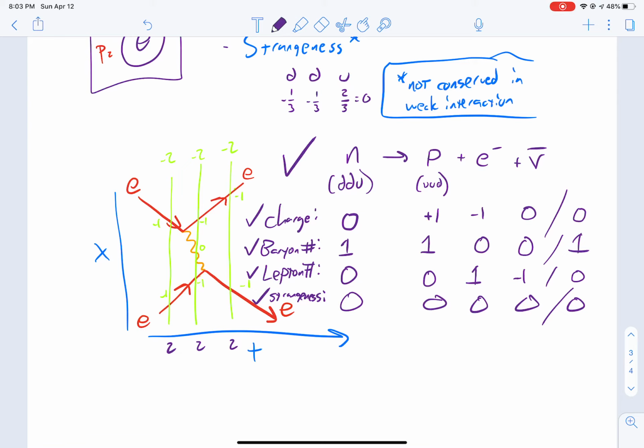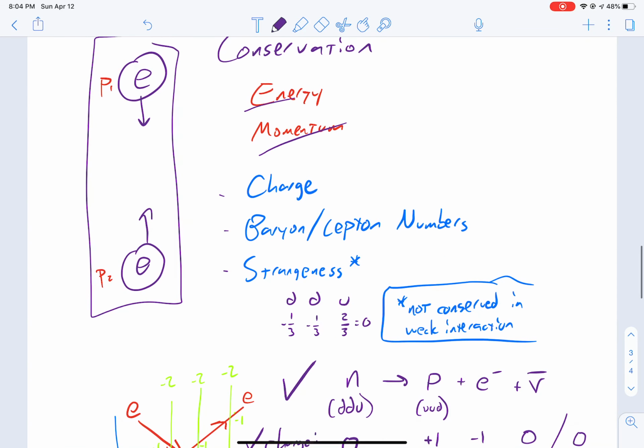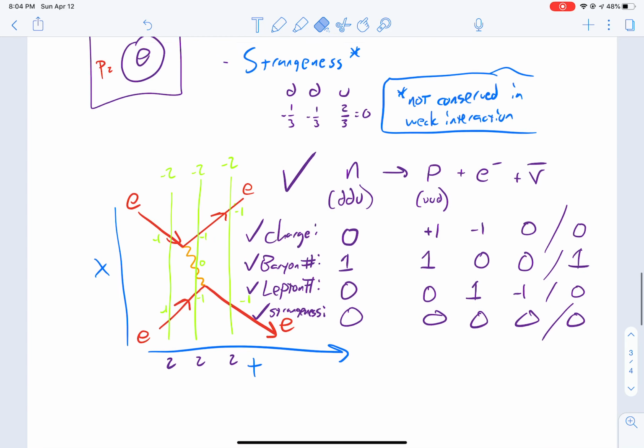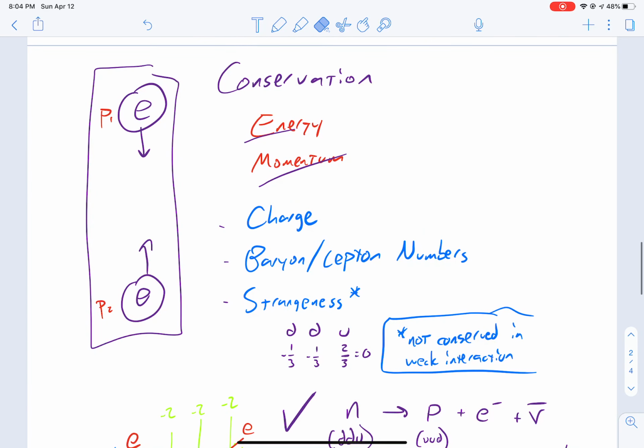I'm not saying this is going to happen all the time. You might recognize this. This is beta minus decay. We're going to actually diagram this with a Feynman diagram next week. But it could happen. And so these conservation laws allow us to know whether these reactions can happen or not. And so this one can. Okay, so today we're focusing on conservation laws.